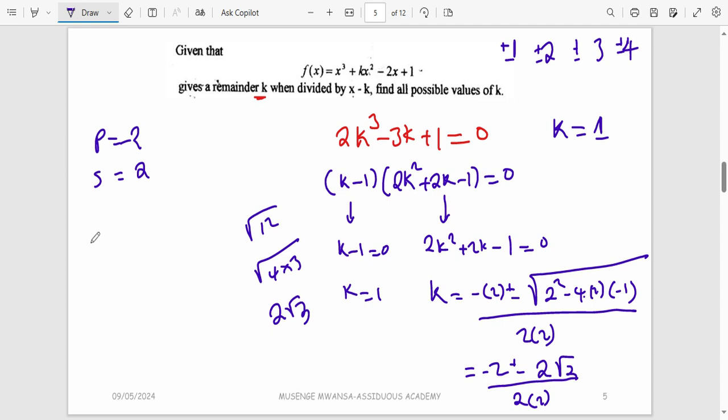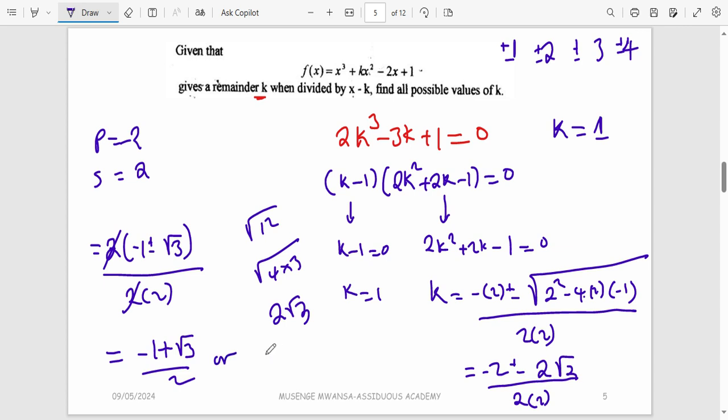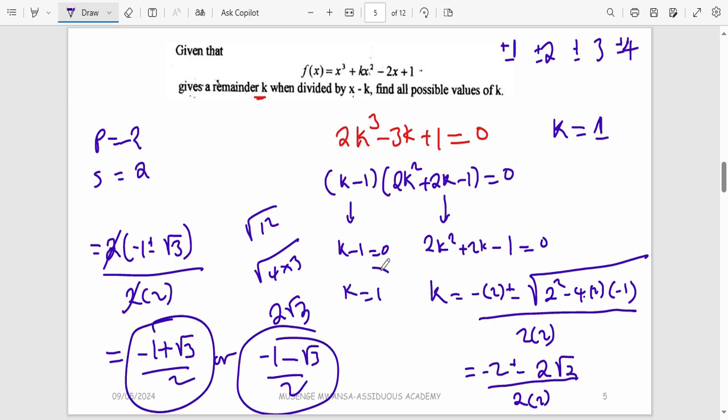So I can as well write this as, I'll factorize out a 2 and then we remain with negative 1 plus or minus root 3. And then down we have got 2 times 2. So this 2 can cancel with this 2. So the answer is negative 1 plus root 3 over 2, or negative 1 minus root 3 over 2. So these are the three answers, this one, and this one. These are the possible values. Find all the possible values of k. That's how you find it.